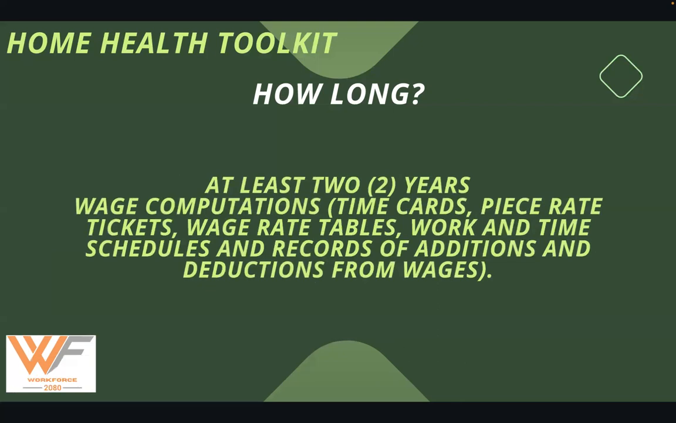And then, of course, at least 2 years, wage computations. That includes time cards, piece rate tickets. That just basically means you need a record of all the per visit rates that are paid and all the visits that were done by the person. Wage rate tables, what are you paying them? Work and time schedules. So what time do they come to work and the time schedules that they're supposed to come through, and records of additions and deductions from wages. So if you're paying them mileage reimbursement, cell phone reimbursement, or if you're deducting from their wages, things like all their Section 125 deductions, or things like garnishments or other items as well.